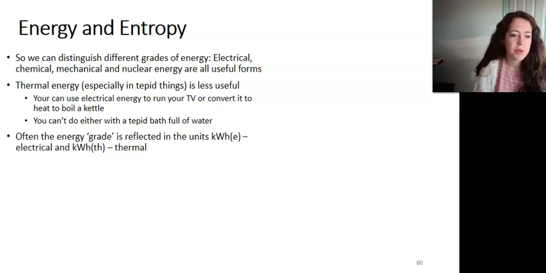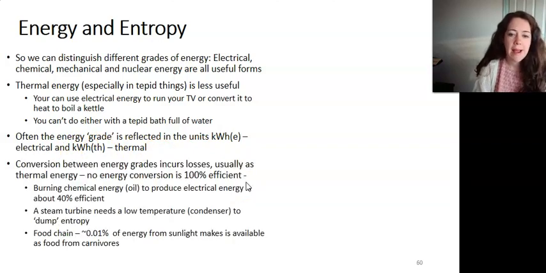And we can distinguish between different grades of energy in different units. We can say, for example, a kilowatt hour E is electrical energy, and a kilowatt hour TH is thermal energy, so different units. And the second law of thermodynamics also says that because entropy tends to increase, when you convert energy from one form to the other, you'll typically lose energy, and that loss is usually in thermal energy. No energy conversion is 100% efficient.